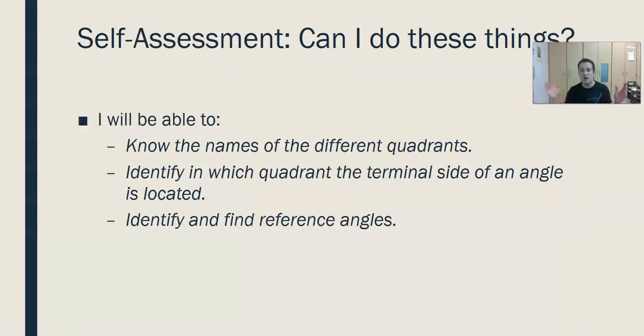Okay, that's what I wanted you to do. Pretty straightforward. I want you to know the names of the different quadrants. So on the homework, I think I asked you, after you identify the reference angle, to determine which quadrant it's in, 1, 2, 3, or 4. I want you to be able to identify and find those reference angles. That's the big piece. Those reference angles that are between 0 and 90 degrees, or between 0 and pi halves.